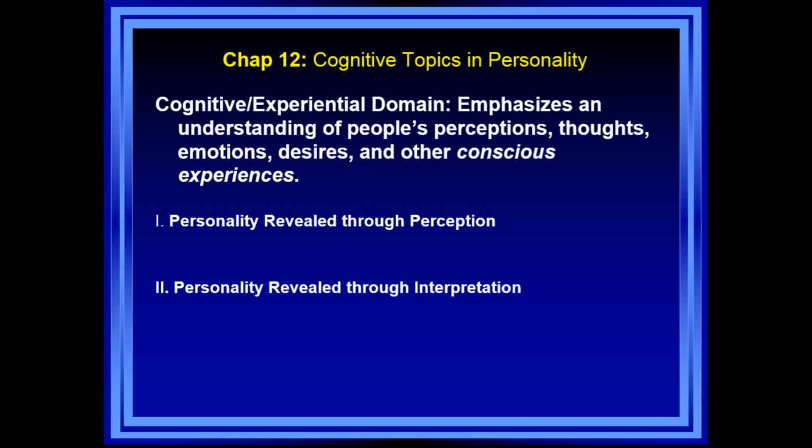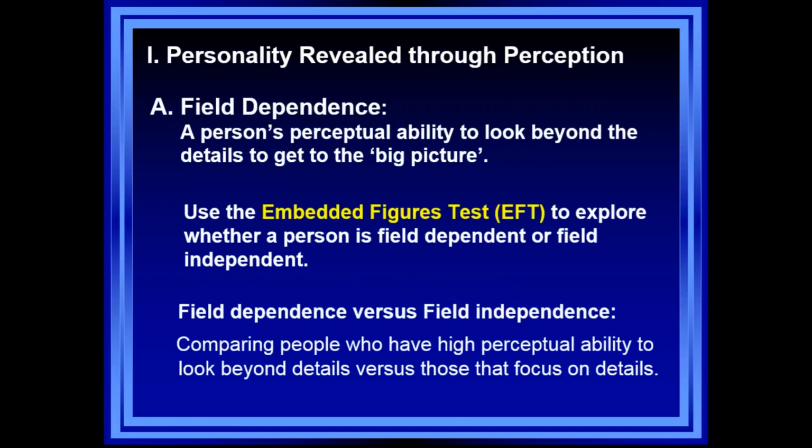And we're going to look at personality revealed through perception and personality revealed through interpretation. So let's look at perception first. So personality revealed through perception. We're going to look at the differences that people can have in perceiving a situation or event or an object, and how those differences reveal something about that person's personality. It's pretty neat. So one area that we're going to look at is called field dependence.